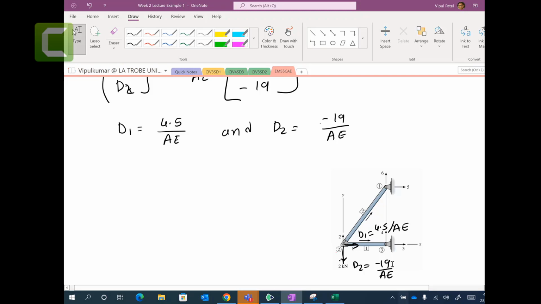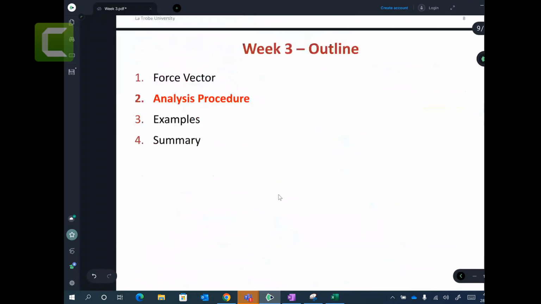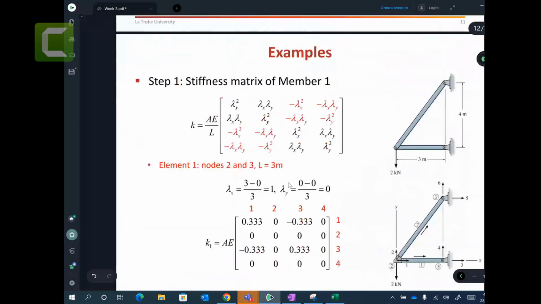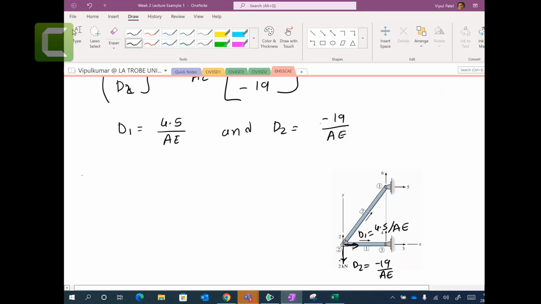Now, if we know the area, let me check if we have area. Here you go. Let's use the same area for both. They have the same area. I will correct it, 0.06 meters square. Let's say both have the same area, and you have Young modulus. So let's say area equal to 0.006 meters square, and Young modulus is 200 gigapascals.